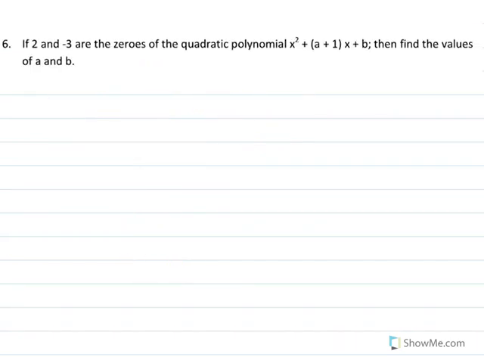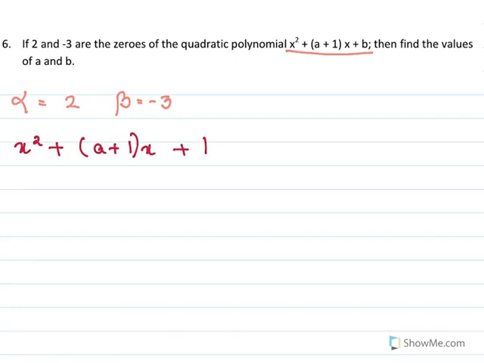If 2 and minus 3 are the zeros of the quadratic, so alpha is 2 and beta is minus 3. Let's write a quadratic, x square plus (a plus 1)x plus b. We need to find the values of a and b. So let's go ahead and write the coefficients. Our A here is 1.